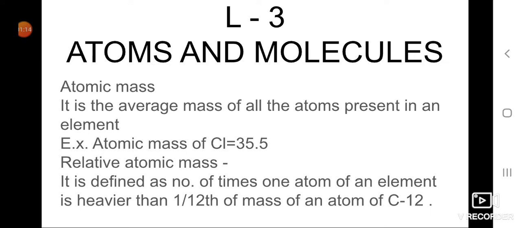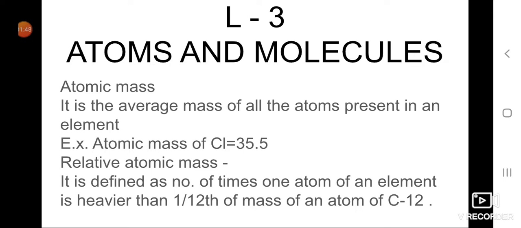IUPAC accepted the atomic mass unit scale to be used for expressing atomic and molecular masses in 1961. In this scale of atomic masses, the carbon-12 isotope has been assigned an atomic mass of 12 atomic mass units. So, atomic mass is the average mass of all the atoms present in an element. Example, atomic mass of chlorine is 35.5.